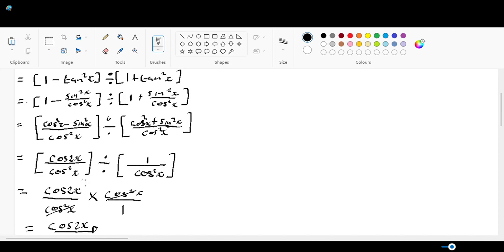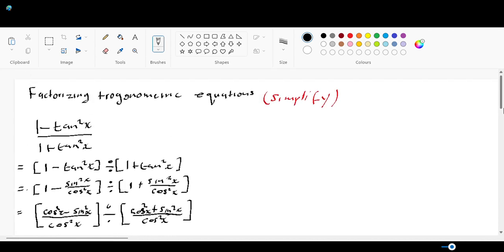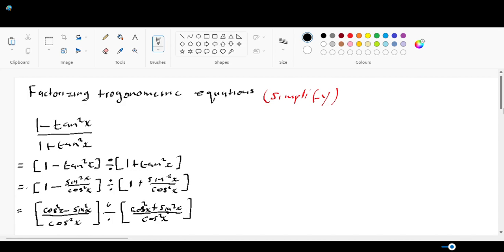Right, guys, if you are given this problem like this, do not forget to change your tan to sine over cos.